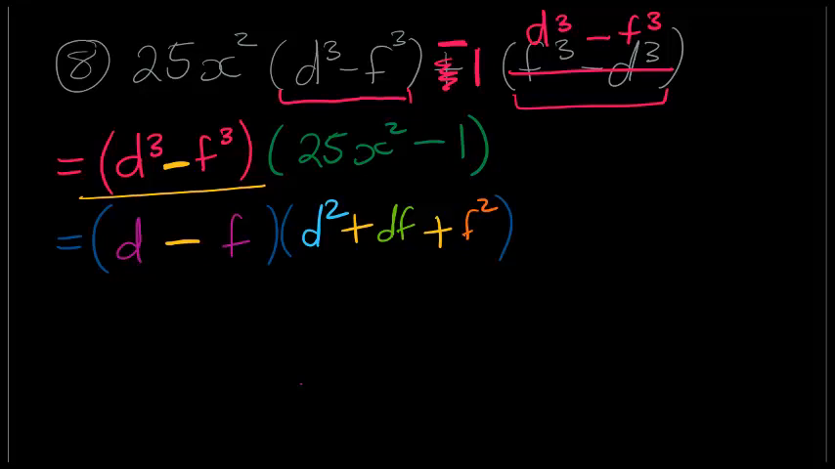Now I'm going to do this bracket, which is going to be my difference of squares. Got two brackets. One is plus, one is minus. 25 becomes 5x, and 1 becomes 1.